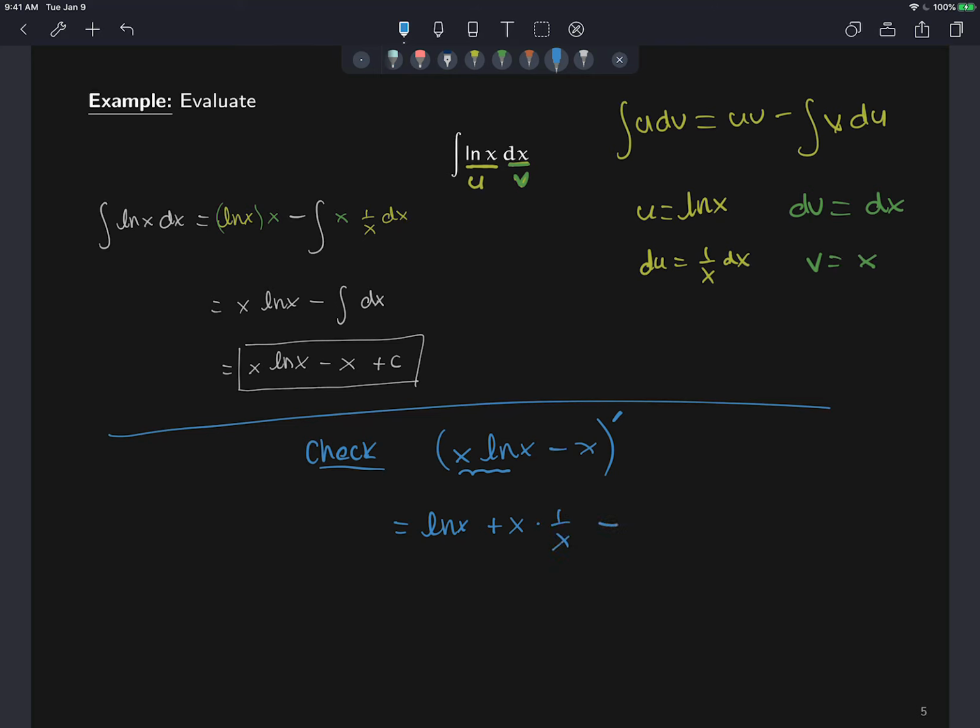Now minus the derivative of this part, which is just a 1. Now when I multiply x times 1 over x, I get a 1. So minus 1 is 0, and I just get natural log of x, as we wanted.